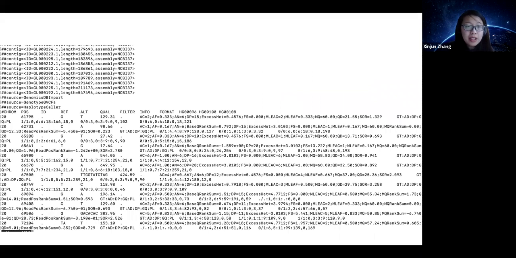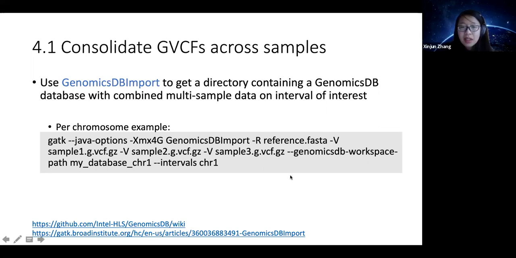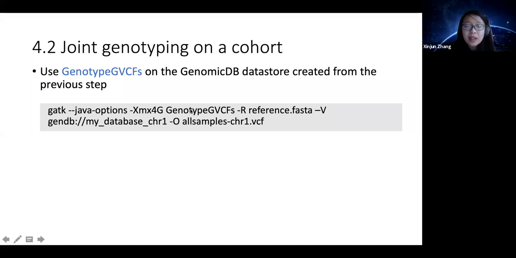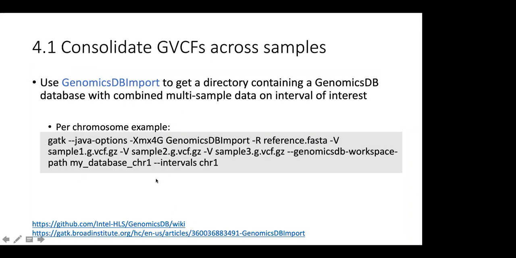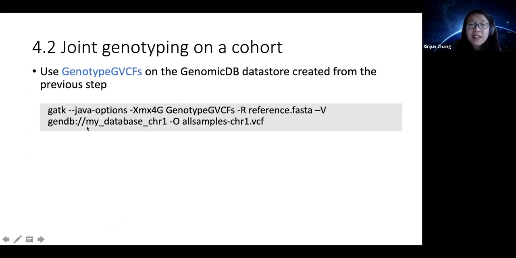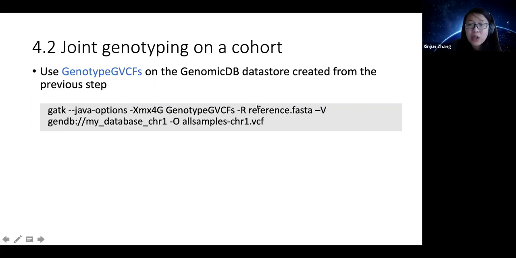Could you explain what this step does actually? This step? No, the next one. This one. So the previous step creates a database that contains information from all of the GVCFs. So this is simply, given that database, we want the actual VCF file. So the input for this is the reference genome and the database you just created, and the output is the actual VCF that we want. Once we get that, we're good to go.